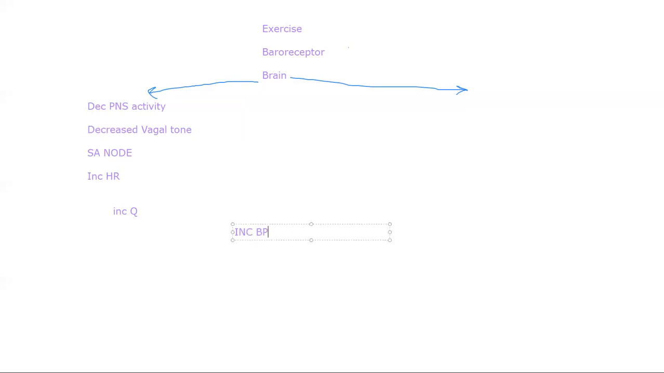Okay, so I'm going to go back and draw my arrows in here. Decrease in PNS activity will decrease vagal tone, act on the SA node, which I'm going to box as my effector, will increase heart rate, will increase cardiac output, will increase blood pressure.